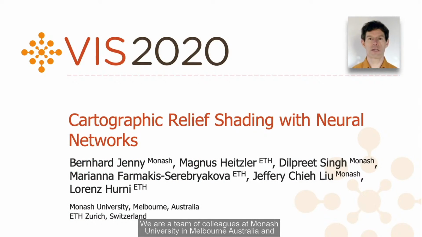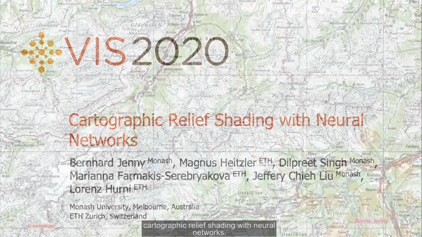We are a team of colleagues at Monash University in Melbourne, Australia and ETH Zurich in Switzerland. Together we show our research on cartographic relief shading with neural networks.